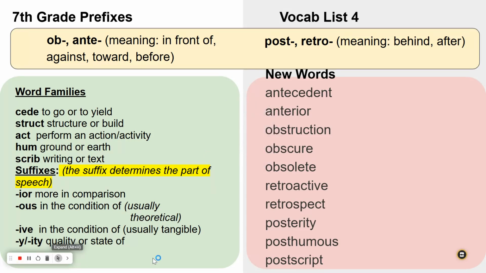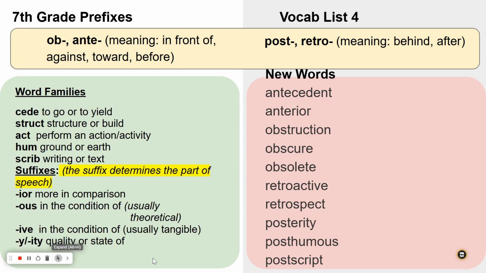This is the notes video for your vocabulary list 4. In this list, we're working through the prefixes ob and ante, which means in front of, against, toward, or before.